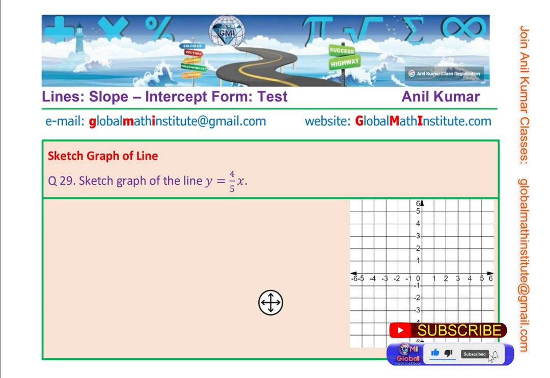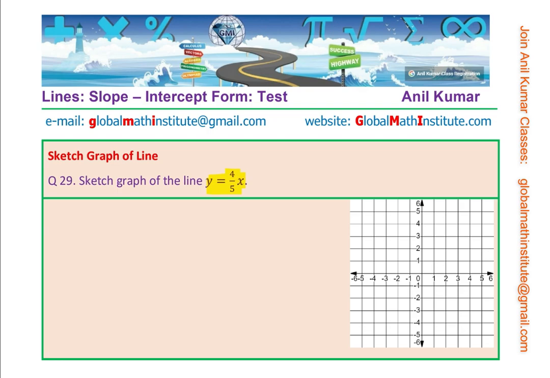Question 29. Sketch the graph of the line y equals 4 over 5x. Note that the graph of 4 over 5x is to be sketched now. Perfect. So it goes through which point? Origin. Correct.